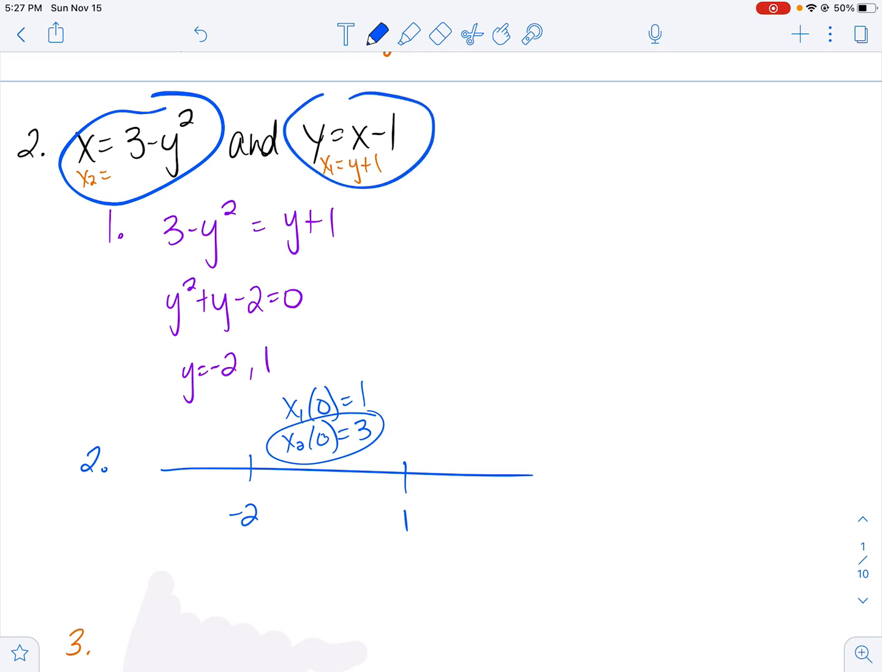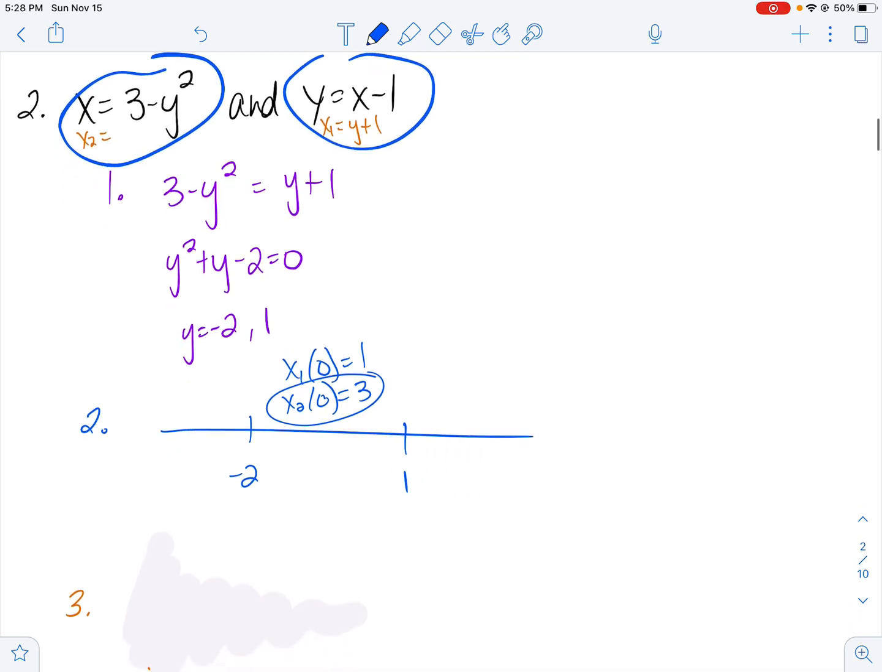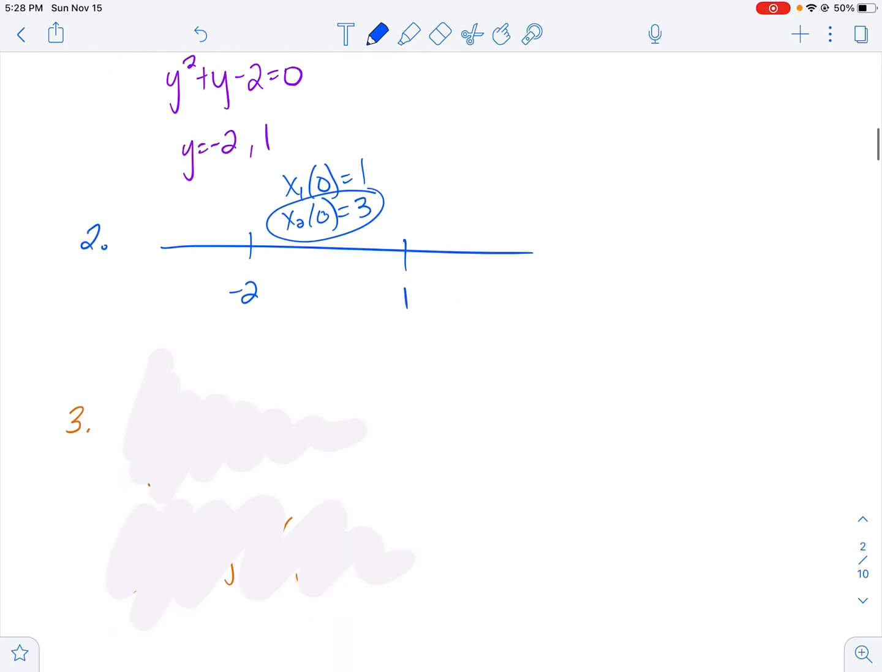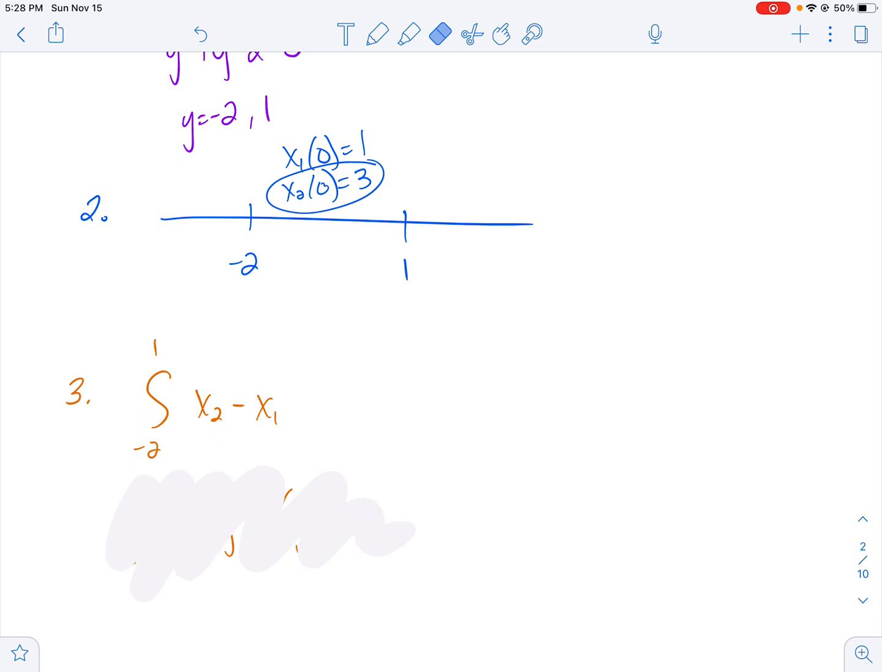Okay, and you might want to label them as f and g just so you don't get confused because they have them both as x's. So that helps us fill out our third step, which is integrating from -2 to 1 of my top minus bottom. That was my 3 minus y squared minus my y plus 1, making sure that you distribute that negative through.